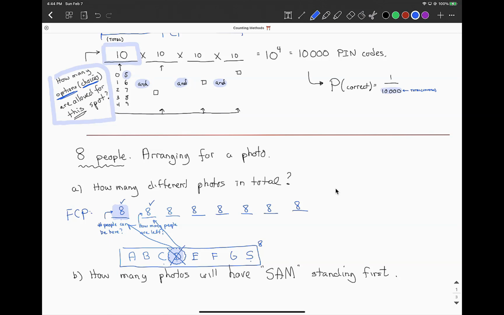With the fundamental counting principle, things happen in an order. I mean, we go place by place. We pick somebody, and then we pick something else. And then we pick a third person.